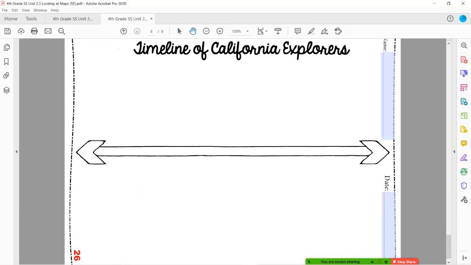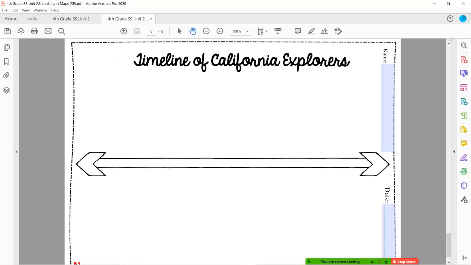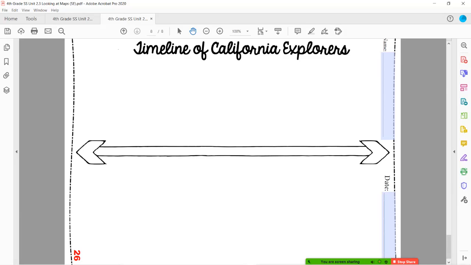So what you're going to do over here is, of course, you're going to put your name and date, but based on everything that we read about the different explorers, you can create a timeline to show the dates that they explored. So who explored the earliest, who was next and next and next, and who was the most recent explorer of the ones that we read about. That will take you through all of 2.2 and 2.3 for social studies.